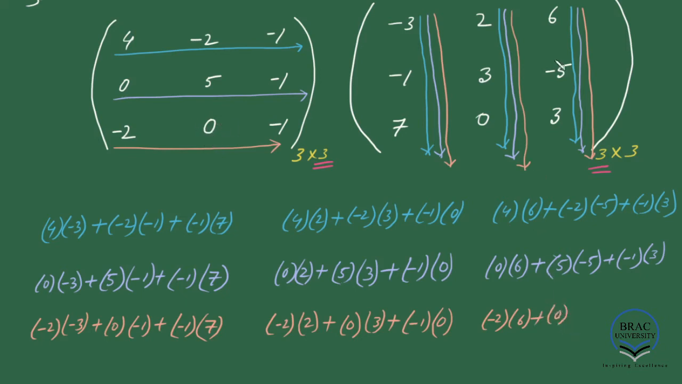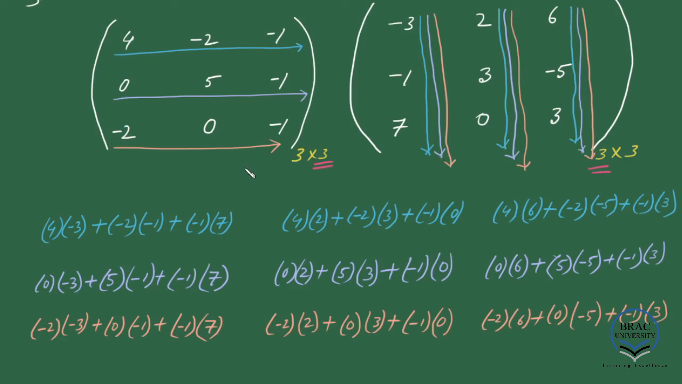This will get multiplied with the second element of this selected column, which is negative 5, plus the third element of this selected row, which is negative 1. This will get multiplied with the third element of this selected column, which is 3.